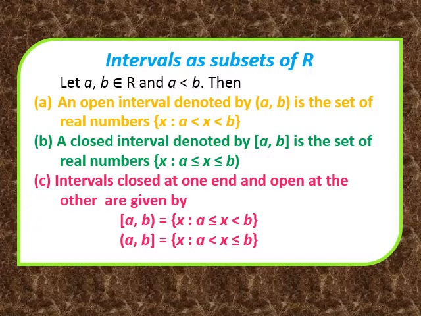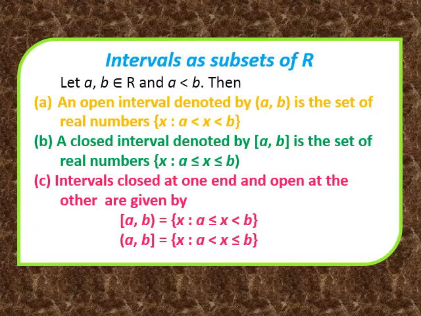Clear? A closed interval, denoted by square bracket [a, b], is the set of real numbers x such that a ≤ x ≤ b. Now look at the differences. In the open interval a < x < b, and in the closed interval a ≤ x ≤ b. It means suppose I am denoting square bracket [2, 5]. This time all the numbers from 2 to 5 will be included, including 2 and 5 also. In the previous open interval, 2 and 5 were excluded, but in the closed interval, we include the end points, 2 and 5 also. The denotation for an open interval is the small bracket, and for a closed interval it is the square bracket.